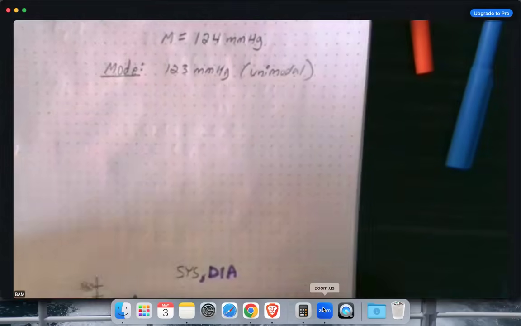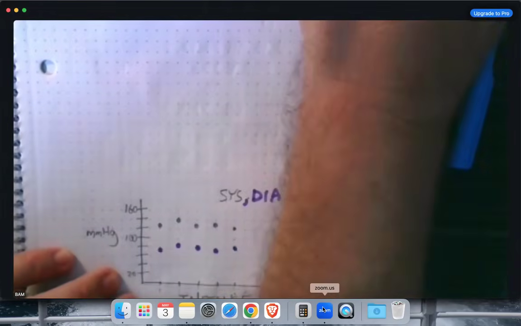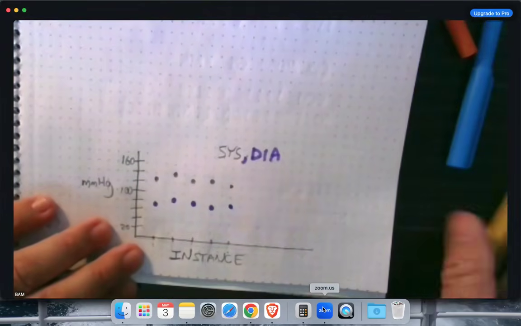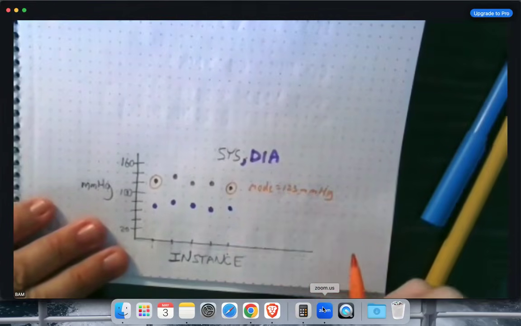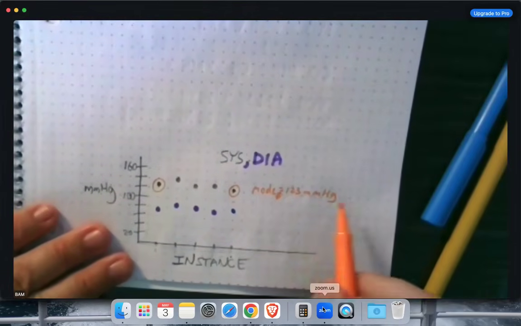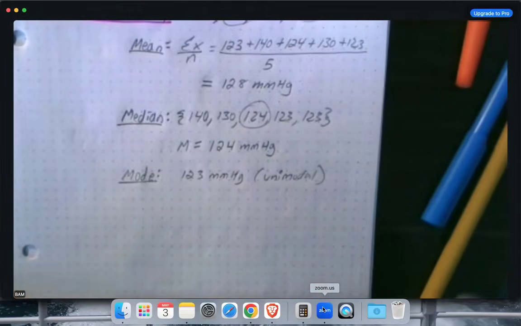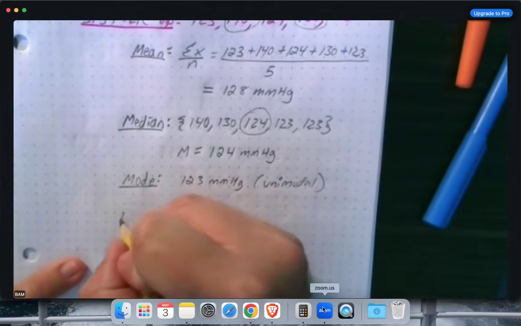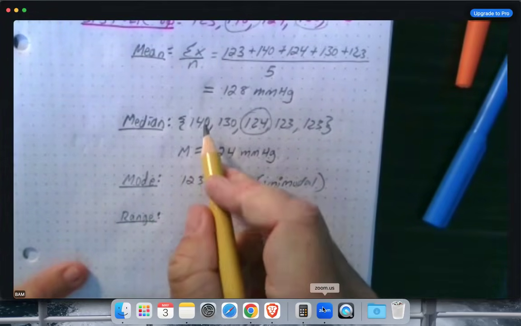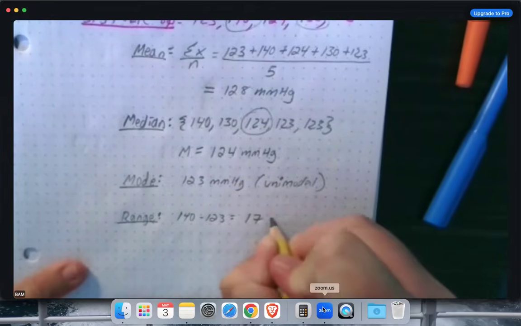So over in the picture, two of them are exactly the same. It's the first one and the last one. And that's for the systolic. Mode of the systolic is 123. Okay. Mean, median, mode, range. Range is maximum minus minimum. 140 minus 123 is 17.